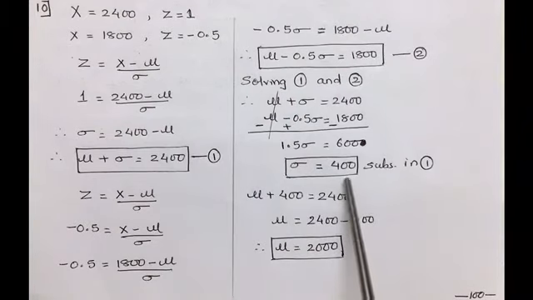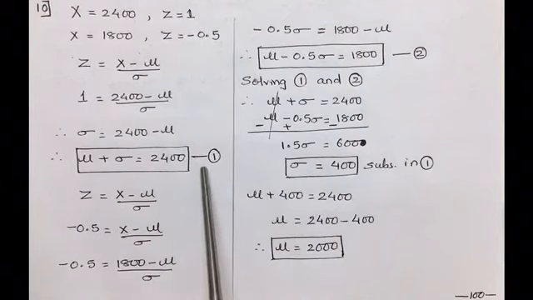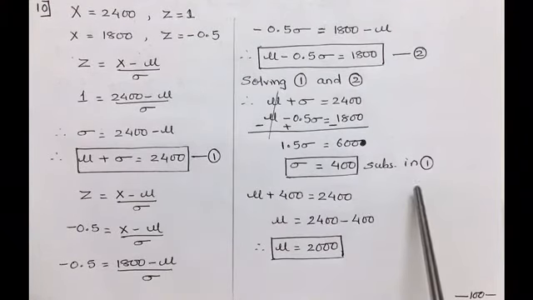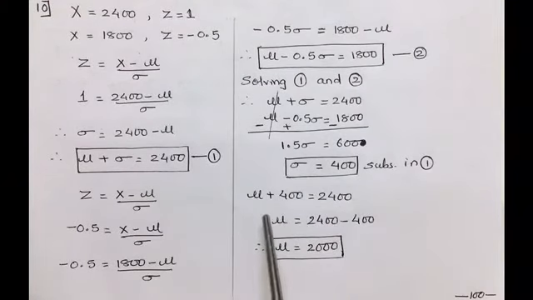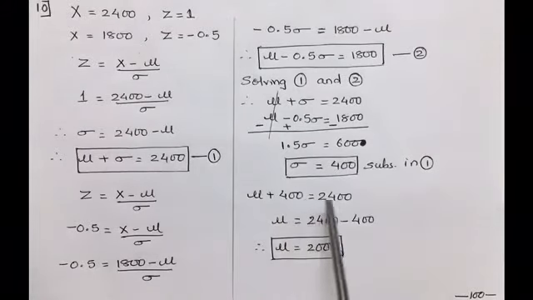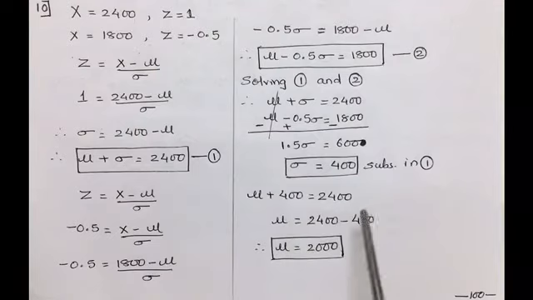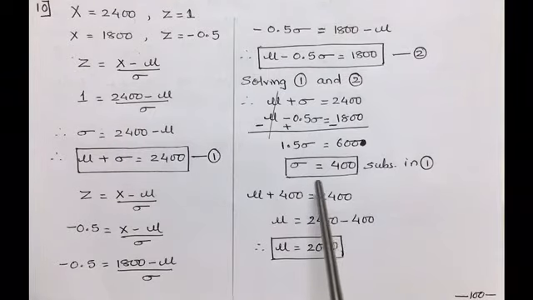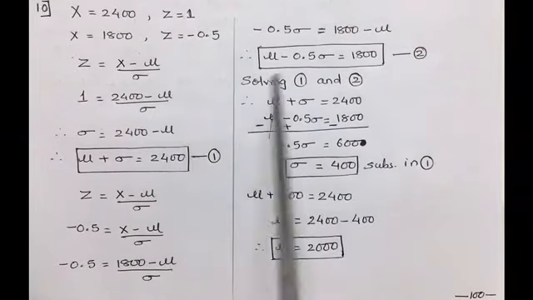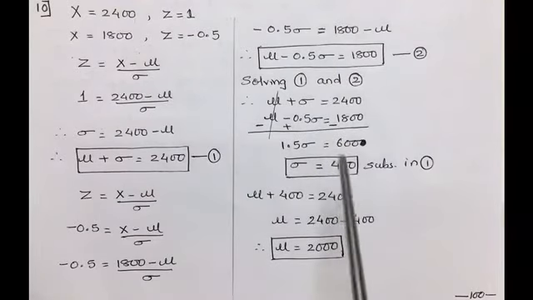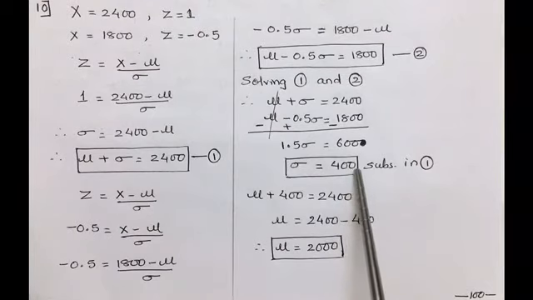Now keeping this 400 in the first equation and solving it, we'll get mu plus 400 is equal to 2400. Taking 400 the other side, we get mu equal to 2000 as the value of mean. So this is how, making two equations and using elimination, we get the value of mean and standard deviation.